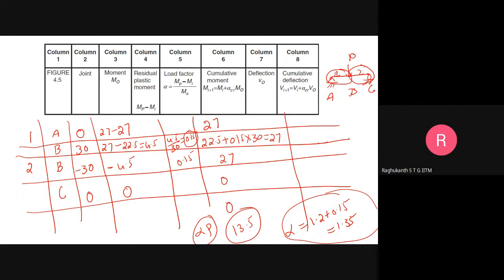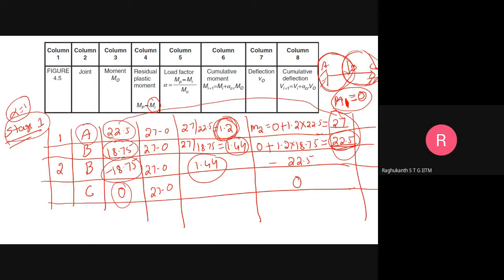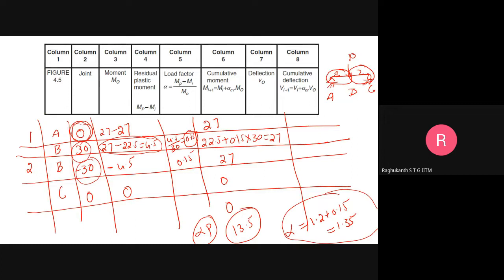In the next step, the propped cantilever has become like a simply supported beam, so the bending moment at A is zero. You apply the same load, the 10 kilonewton, and find out the bending moments at B and all other places. Here the residual moment is 4.5. Plastic moment is 27, and 22.5 is what we have obtained here, so the remaining bending moment is 4.5. Now you normalize this with respect to the applied bending moments. It turns out to be 0.15. Then you multiply, and you get 27.